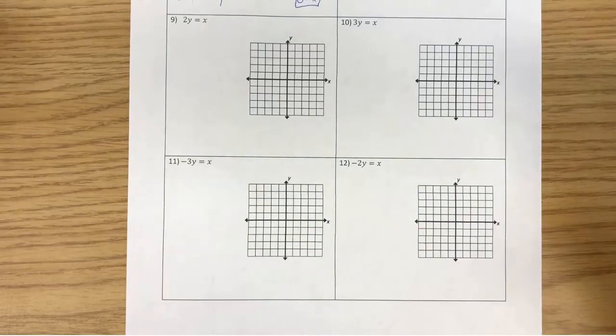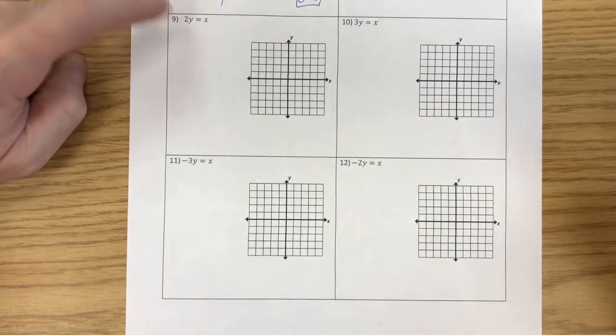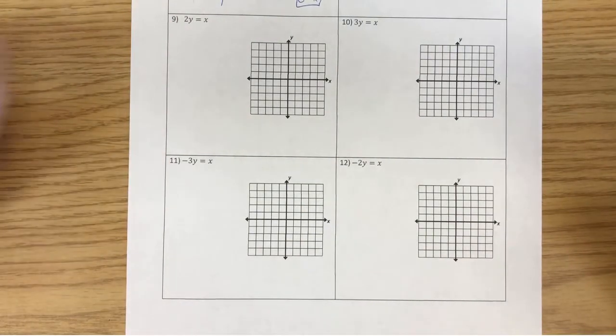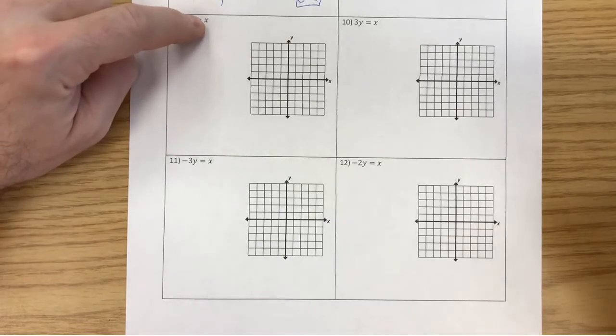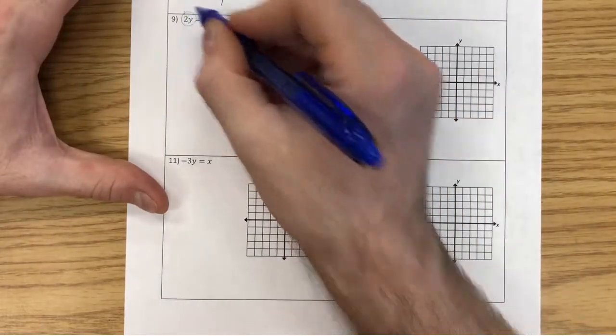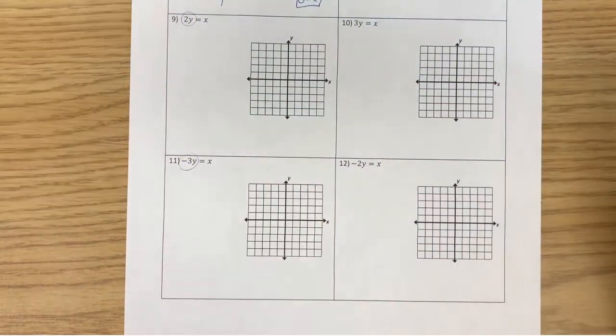So what I want you to do is pause the video, give it a shot with number 9 and number 11. But remember, instead of plugging in for x, plug in your values for y both times and see how you do. Unpause the video when you're done and check your work.